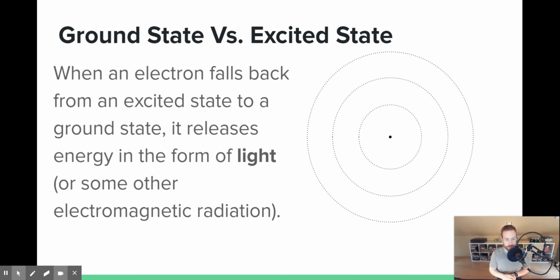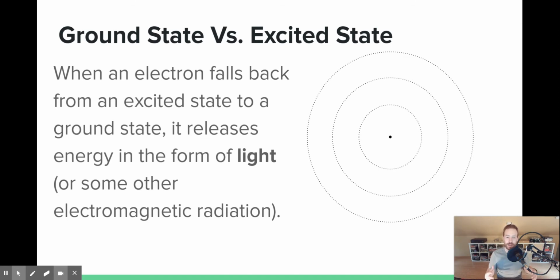And when it does so, the difference in energy between the excited state that it was at and the ground state that it's returning to, that difference in energy is released all at once as a photon, which is a particle of light. I'm covering a lot of different things in a few sentences here. So, electrons jump up to an excited state and then they fall back down to their ground state and they release energy in the process.